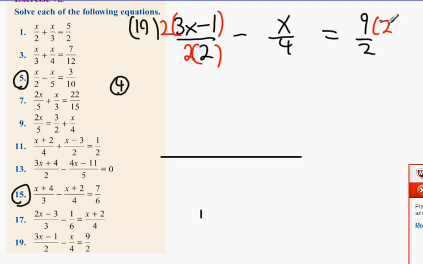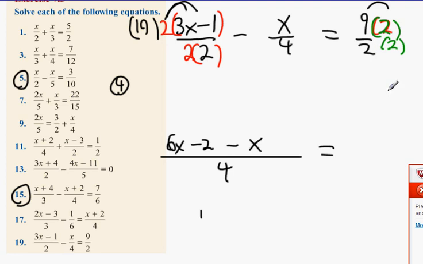Okay, use a different colour. Okay, now that that's done. 2 times 3x, 6x. And after that? Minus 2. And then minus x all over 4. Perfect. Other side? 18. Now what do you think about the bottoms?